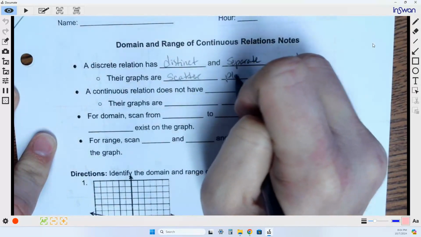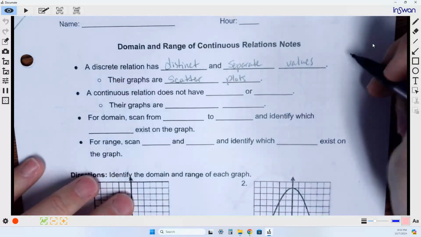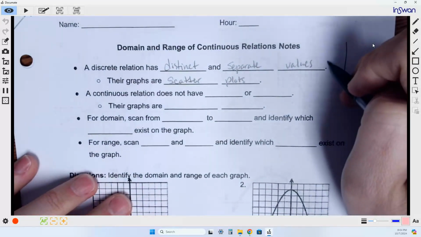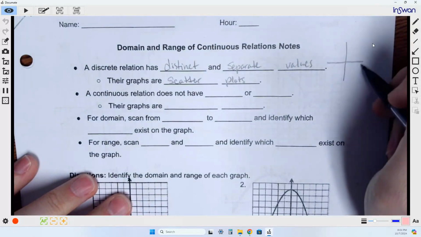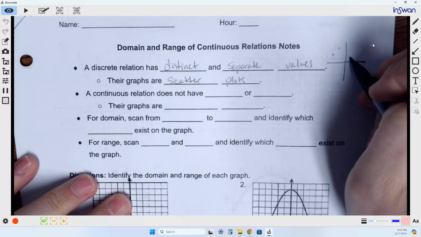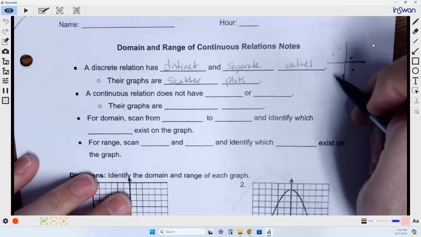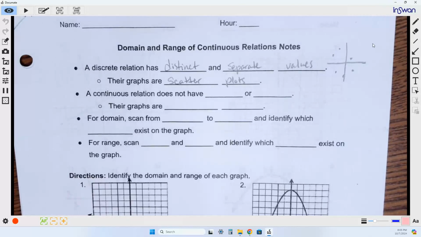If you think about the examples that we looked at before, and we start on our relations paper that we just started, we have this point and this point and this one and this one and this one. They're just points on the graph. It's a scatter plot. Okay.